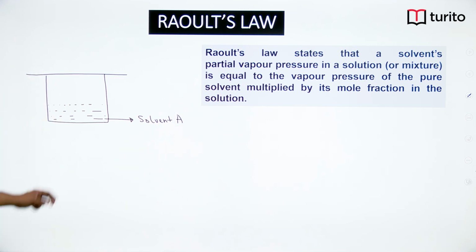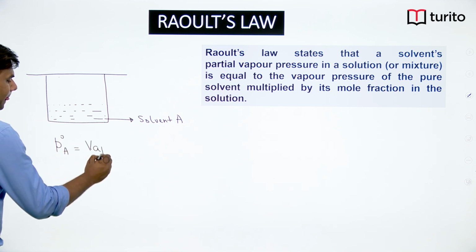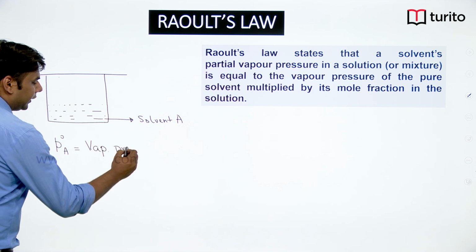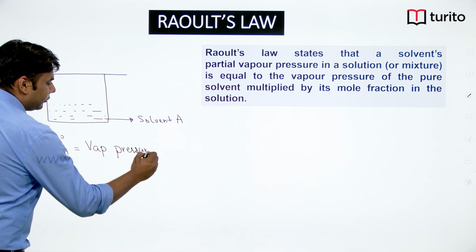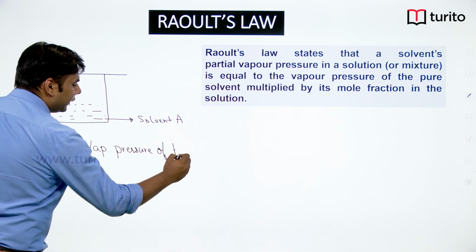So initially what would be there? Only the vapor pressure of the solvent would be there. I will call this P naught A. So P naught A is the vapor pressure of the pure solvent.